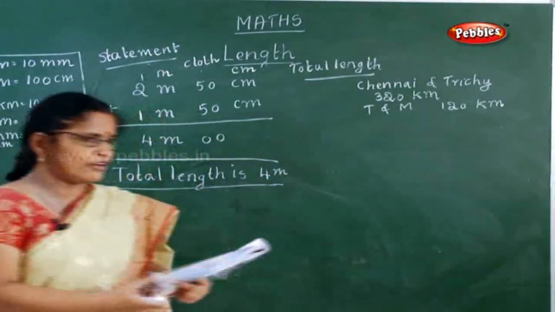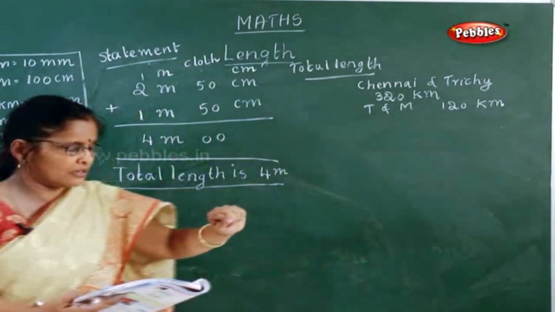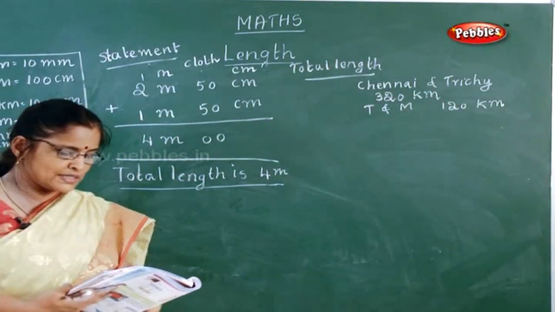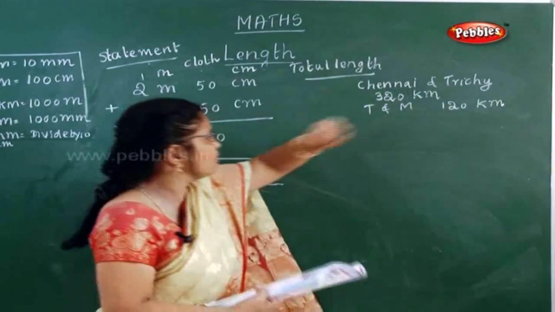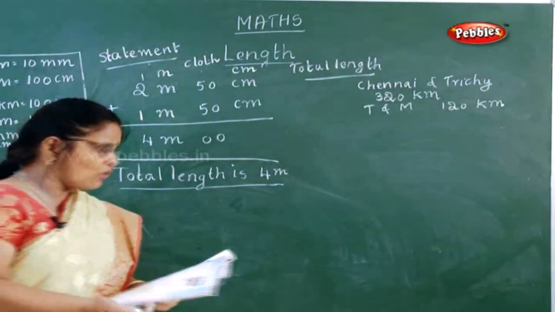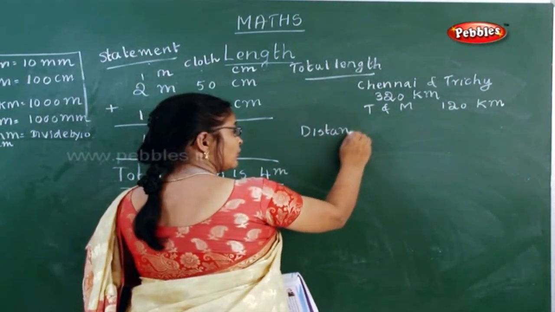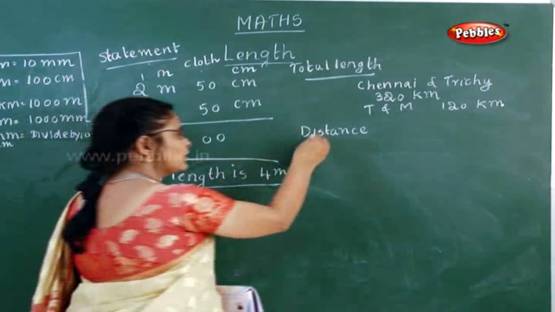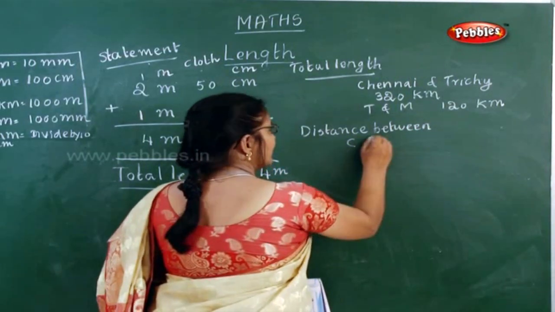Now what is the sum they have given in your book? The distance between Chennai and Tiruchi is 320 kilometer. Tiruchi and Madurai is 120 kilometer. Now the question they have asked is, what is the distance between Chennai and Madurai? Now what do you have to do? Now how will you do this? See, these are all what you call statement sums. You can't write just like that. You have to write with statements. So, distance between Chennai and Tiruchi.